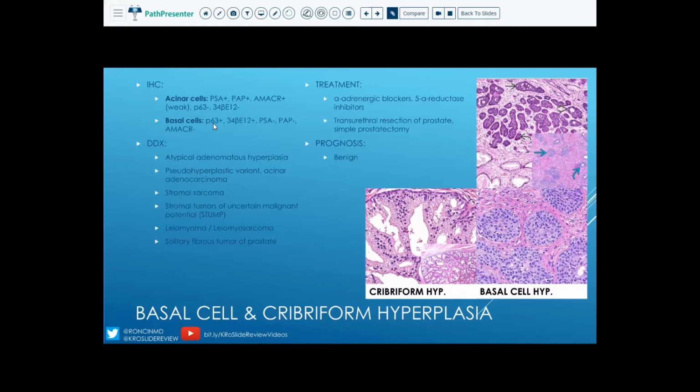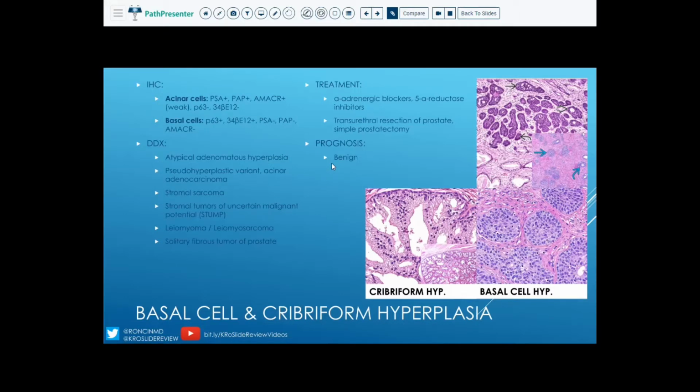Your differential obviously is going to include things like atypical adenomatous hyperplasia. Remember, this is adenosis, a pseudohyperplastic variant of adenocarcinoma, stromal sarcomas and STUMP, as well as leiomyoma, leiomyosarcoma, and solitary fibrous tumor of the prostate. All these you would think about with stromal predominant hyperplasia.